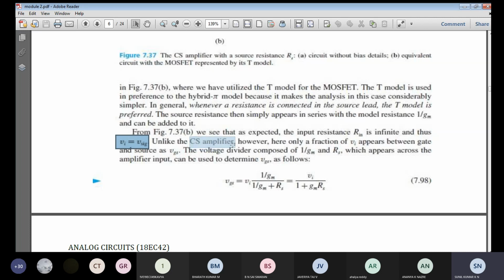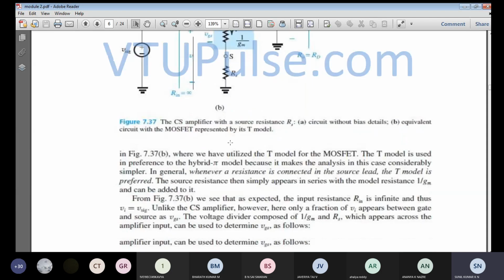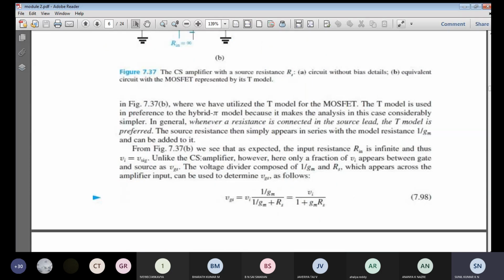So unlike the common source amplifier in the previous case, where Vi was equal to Vgs, now only a fraction of Vi will be appearing between the gate and source, and the remaining will be appearing across the Rs. So the fraction of Vi will be appearing across the gate to source and the remaining fraction will be appearing across the source resistance Rs. So that is what you are going to see here. In the common source amplifier Vi was equal to Vgs, but now a fraction of the input voltage will be appearing across the Vgs.